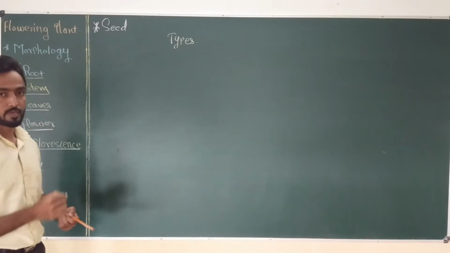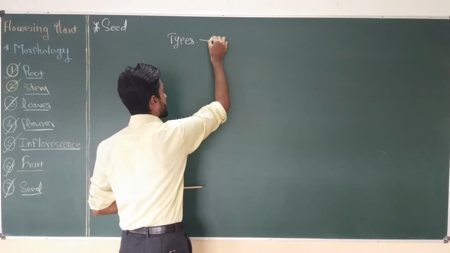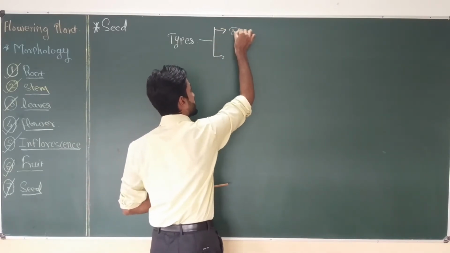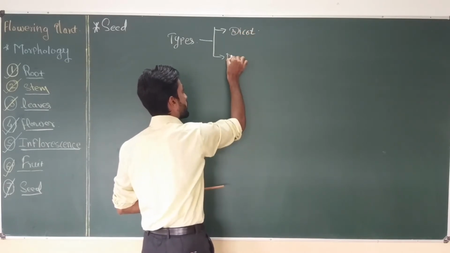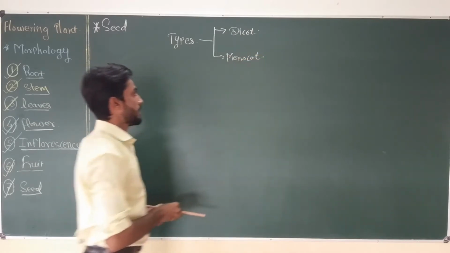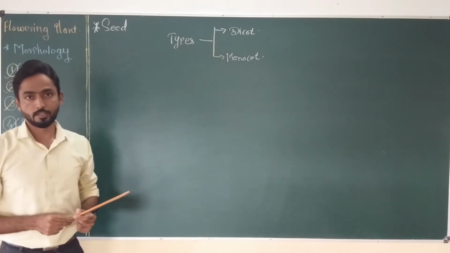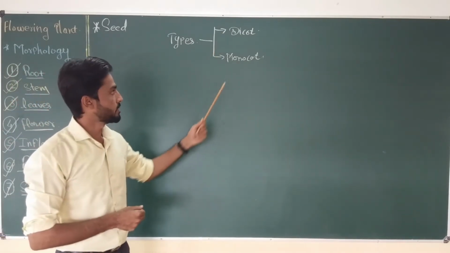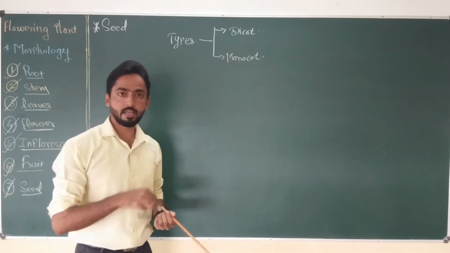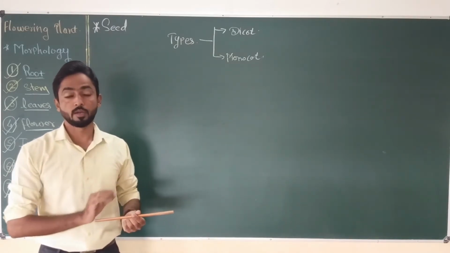On the basis of the number of cotyledons present inside the seed, there are two different types of seed: dicot seed and monocot seed. A dicot seed generally shows the presence of two cotyledons inside the seed coat, while a monocot seed shows a single cotyledon. Both these types of seeds are again divided into two subtypes on the basis of the presence or absence of endosperm.